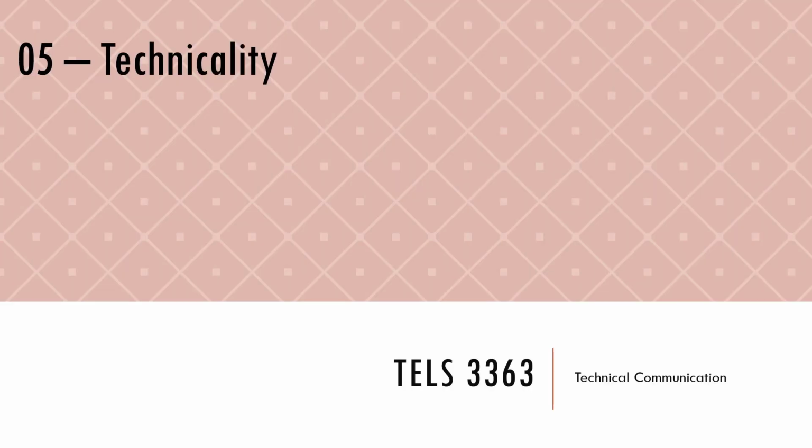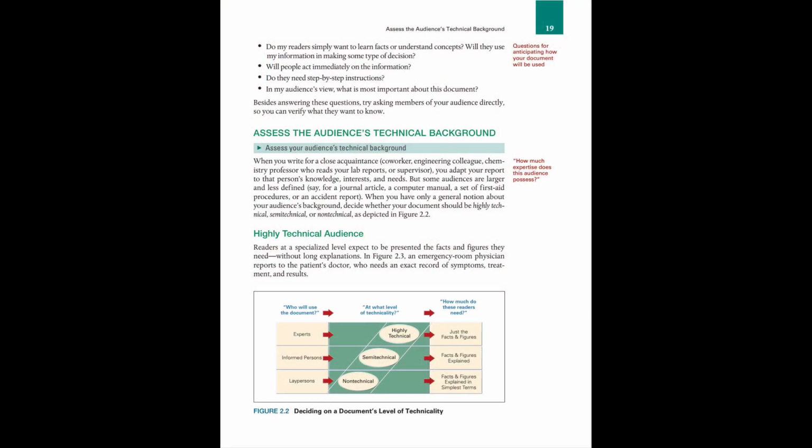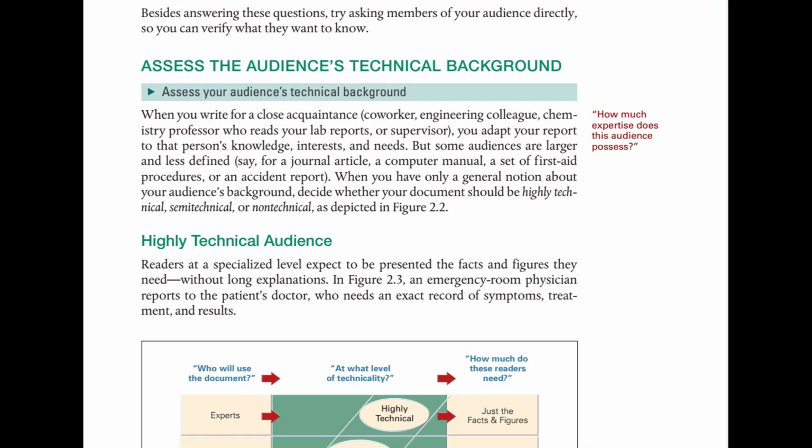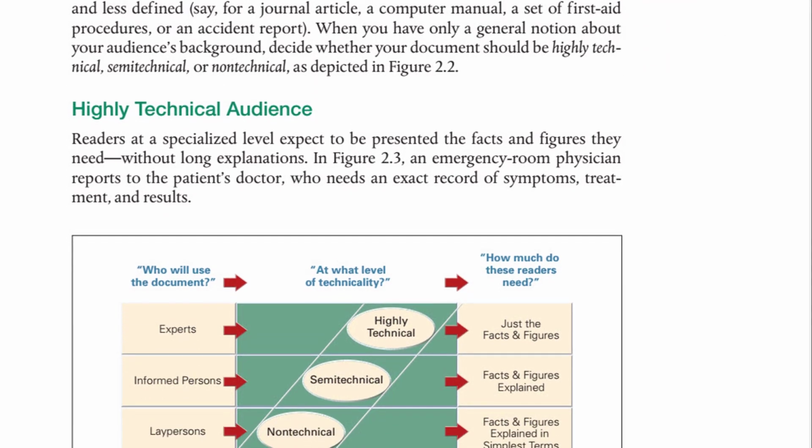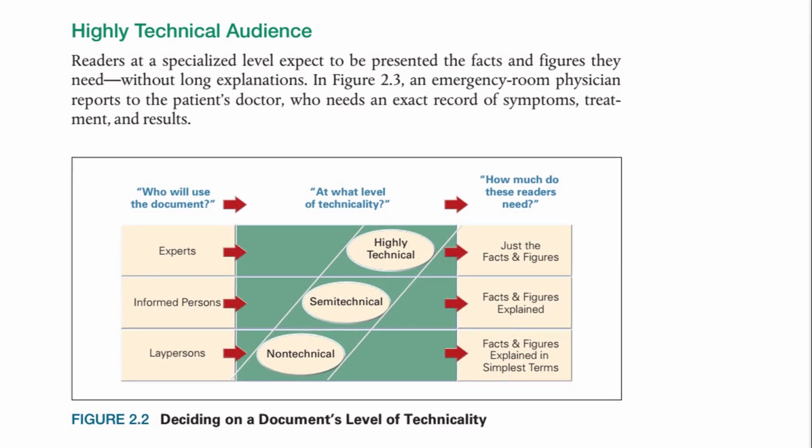Okay, the next topic is one of technicality, and this is still Chapter 2, page 19. This has us think about the level of knowledge that our audience has about the topic that we are presenting. So the question here they've posed is, how much expertise does the audience possess? You can have audience members who are highly technical. Their knowledge about the topic is really great.